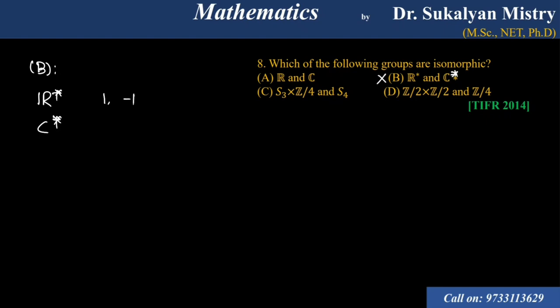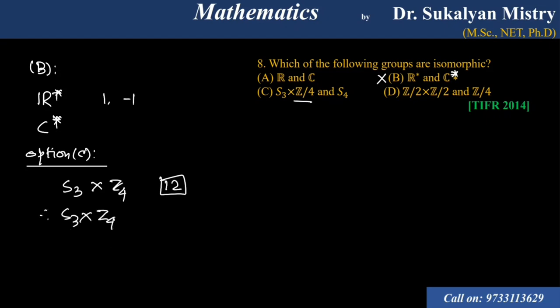Next, option C. Since S3 cross Z4 has an element of order 12, but S4 does not have any element of order 12, S3 cross Z4 is not isomorphic to S4. So option C is incorrect.